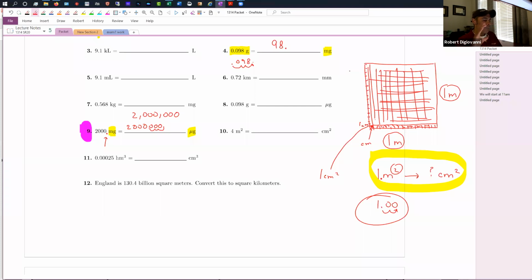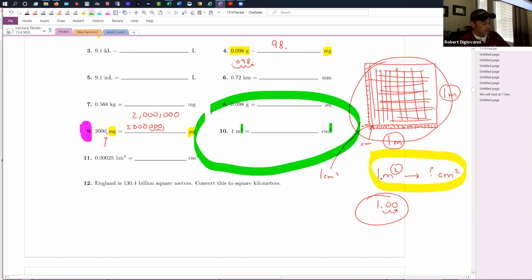I don't want us to get bogged down with this picture. I just want you to understand that the method of moving the decimal point 2 places is not going to work. And the reason it's not going to work is because we're talking about square units. So I want you to focus all of your attention to that problem right there. If we're going from a squared unit to a squared unit in the metric system, which we are here, I'm looking at number 10 right now. We're trying to go from 4 square meters over to centimeters squared.